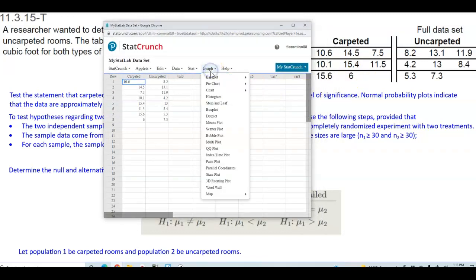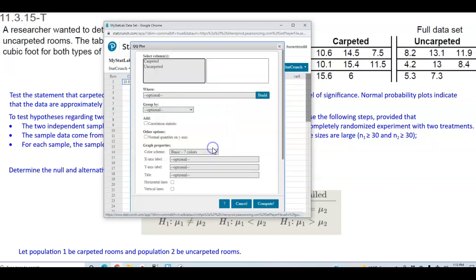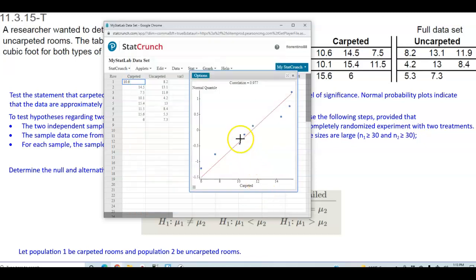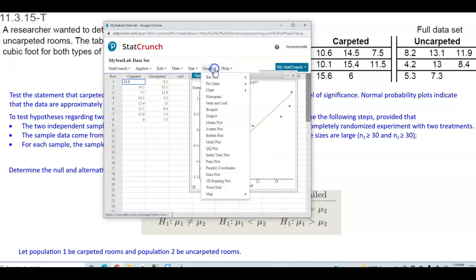So we're going to go ahead and go to Graph. We're going to go to the QQ plot. We're going to do carpeted. And then let's go ahead and select compute with the correlation statistic. Okay, and the normal quantiles are on the y-axis. So here, we're going to go ahead and plot, and we can see that this is forming a line that represents a normal distribution, and that's for the carpeted.